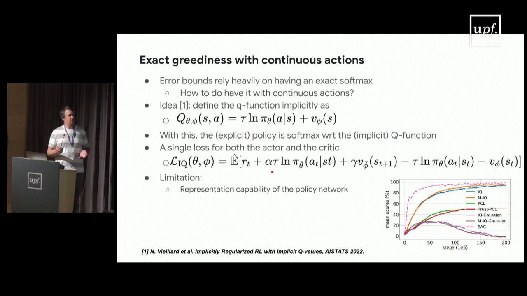That may not work super well, because in continuous control you will often take a Gaussian policy because it's simple, which means that this is Gaussian, which means that basically you force your Q function to be quadratic in the actions. And this may be an object which is not rich enough to represent the true Q function or to bootstrap the Bellman operator. So you have an exact softmax, but you have moved the problem elsewhere, to the representation power of the policy.